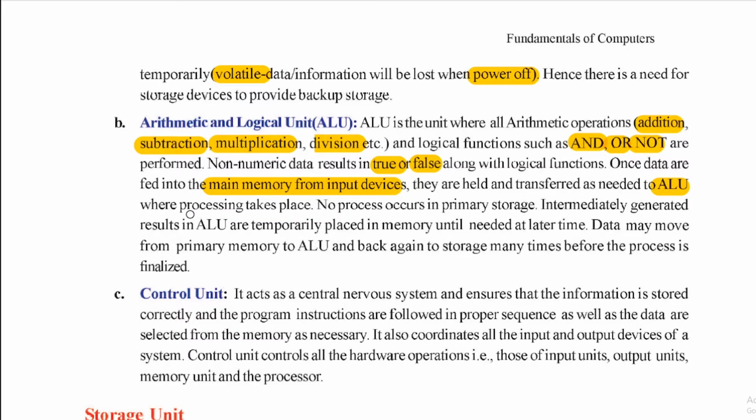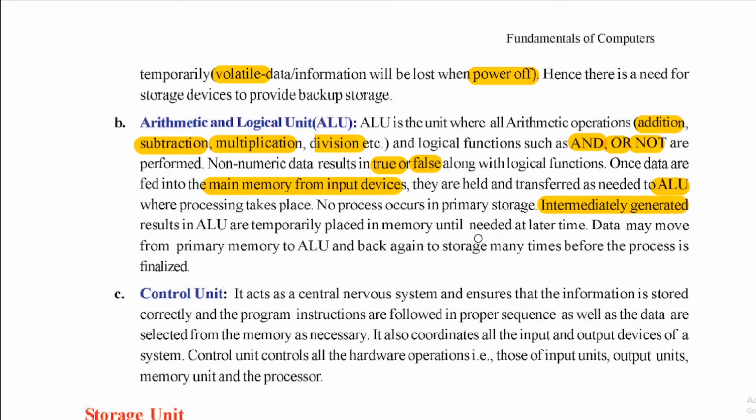where the processing takes place. No process occurs in the primary storage. So in RAM, there is no calculation, nothing is performed. It is only a storage unit, it stores. During the calculation, results are generated immediately. So from the ALU, the result is stored temporarily in the memory unit until needed at a later time.